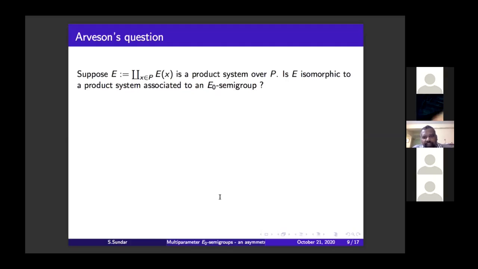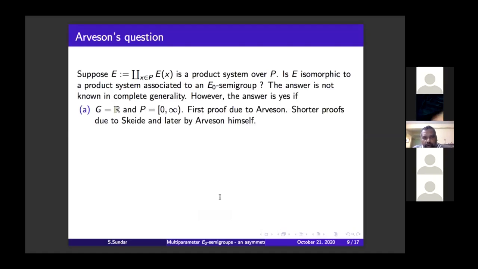Suppose E is a product system over P, which means that for every x, Ex is a Hilbert space, and there is a product rule: Ex times Ey goes to Ex+y, and the tensor product operation, Ex tensor Ey, S tensor T to ST, is a unitary. The question is: is E isomorphic to the product system associated to an E0 semigroup?